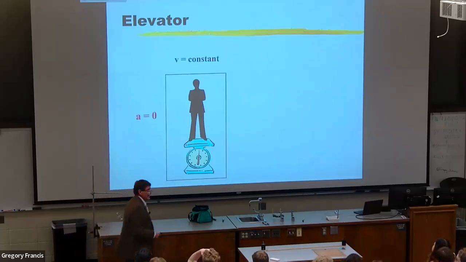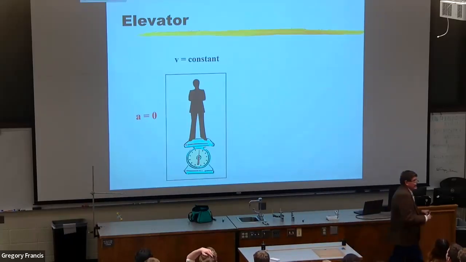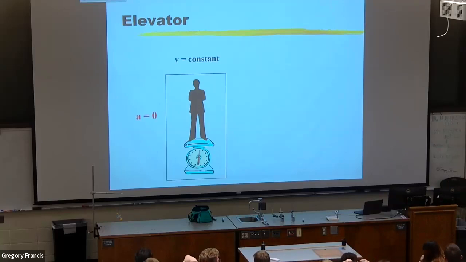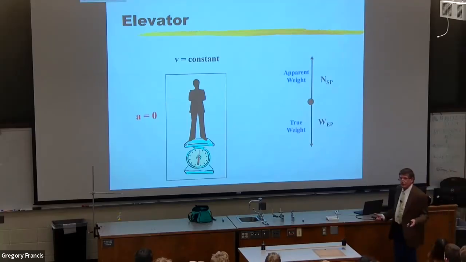If I am traveling in an elevator at constant velocity, 0 acceleration, that could either be stopped or it could be 100 miles an hour. That's a constant 100 miles per hour. In both cases, my free body diagram would look like this. I would have my true weight. Let's say for Greg, that's 175 pounds. And then this would be the push by the scale on Greg's feet. And if this is 0 acceleration, this diagram has to scream 0. So your apparent weight is the same size as your true weight.